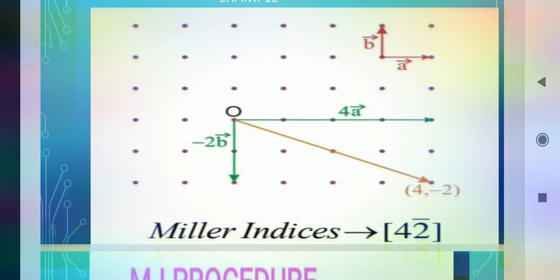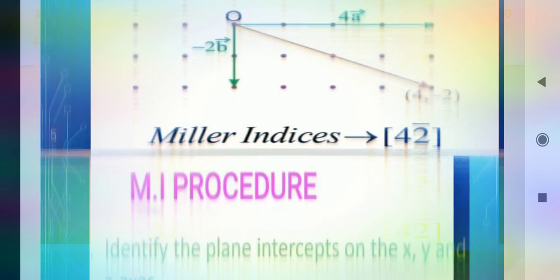But in Miller indices, we are not using 4, minus 2. We are going to use 4, 2 bar, where 2 bar indicates the negative sign. We already discussed previously that the negative symbol is denoted by a bar. So here minus 2 is denoted by 2 bar.